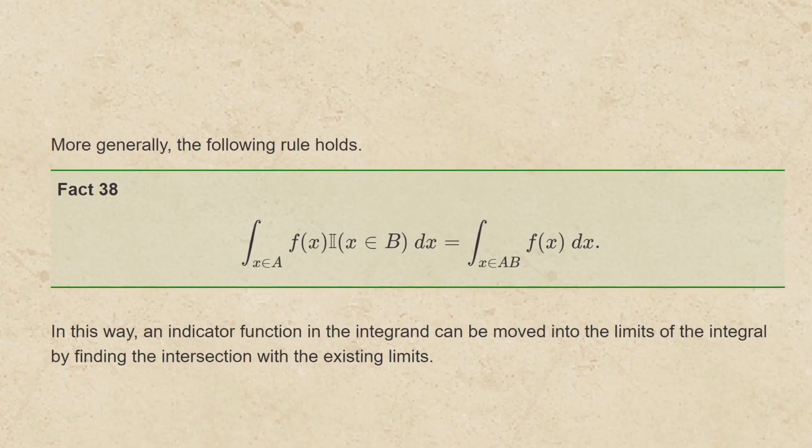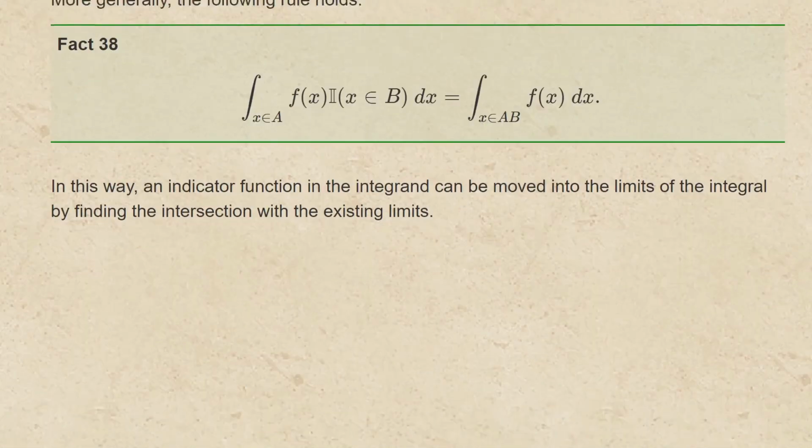More generally, the following rule holds. If I'm integrating over x in the set A of f of x times the indicator that x is in B times dx, that's the same as the integral over x in A intersect B of f of x dx. In this way, an indicator function in the integrand can be moved into the limits of the integral by finding the intersection with the existing limits.